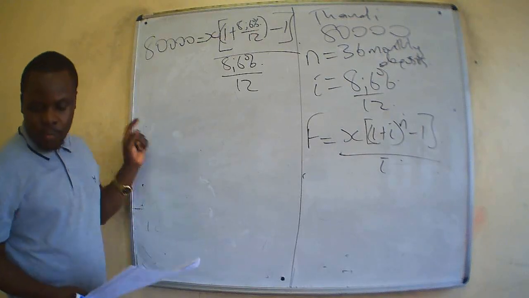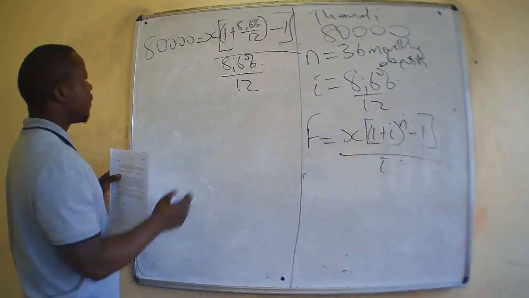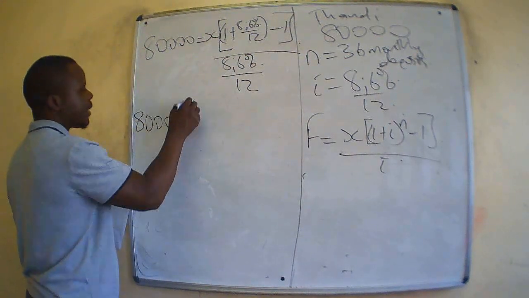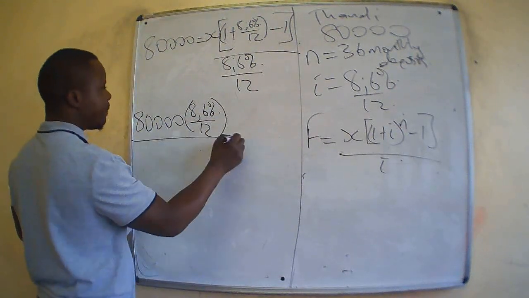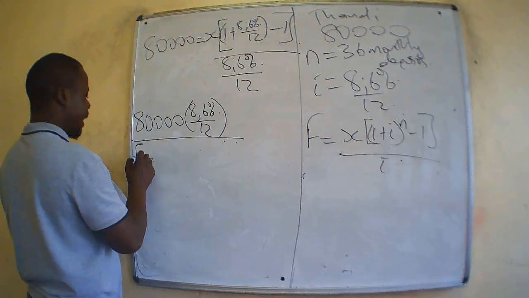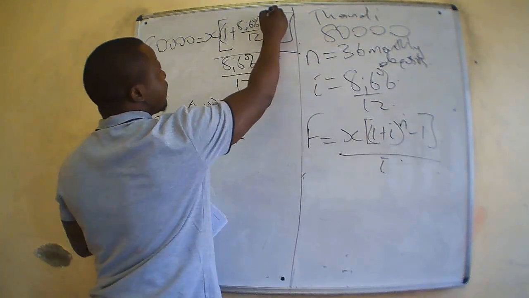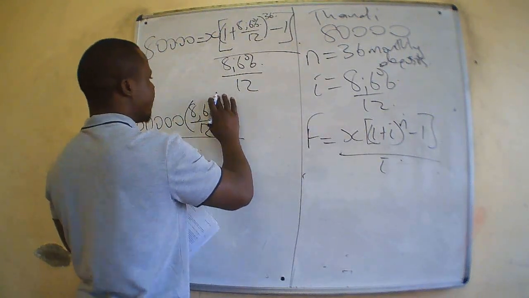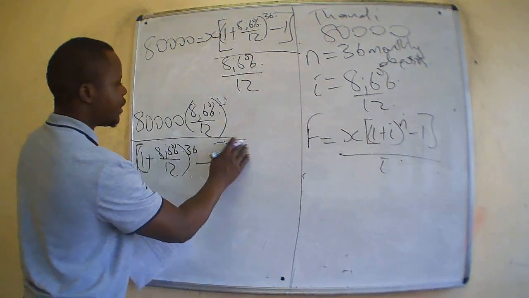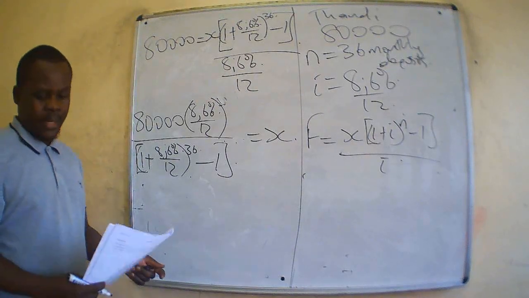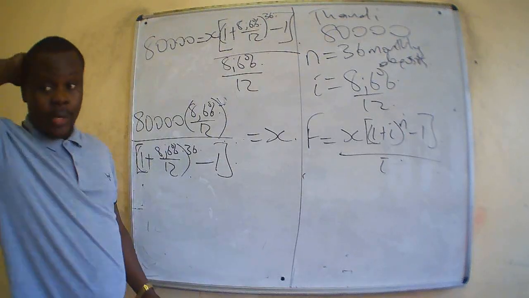Now, let us solve to get to know how much she is going to be paying in the account every month. Cross multiply: 80,000 times 8.6% over 12, divided by 1 plus 8.6% over 12 exponent 36 months, subtract 1, is equal to the value of x, which is the monthly payment. Now let us press our calculator and see what answer we are going to get.